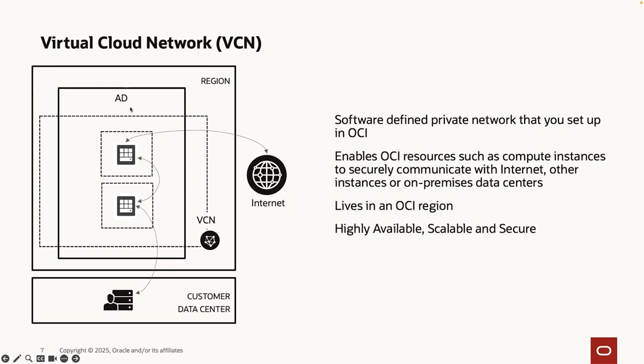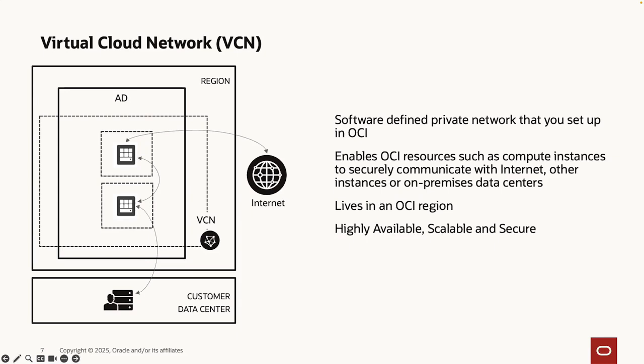In the US, Chicago, Phoenix, and Ashburn are regions with three ADs, and San Jose is the only region with one availability domain. So when you deploy OCI resources, such as compute instances, the VCN is where they'll reside. And this enables communication with the internet and other instances, or your on-premises data center if you choose to. And each VCN has various components that directly affect the behavior of the network, such as gateways, security lists, route tables, just to name a few that we'll go over here shortly.